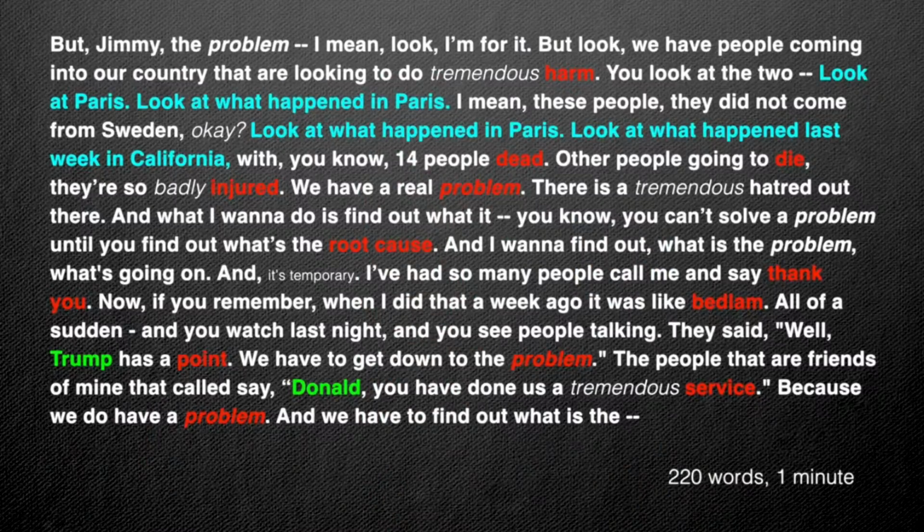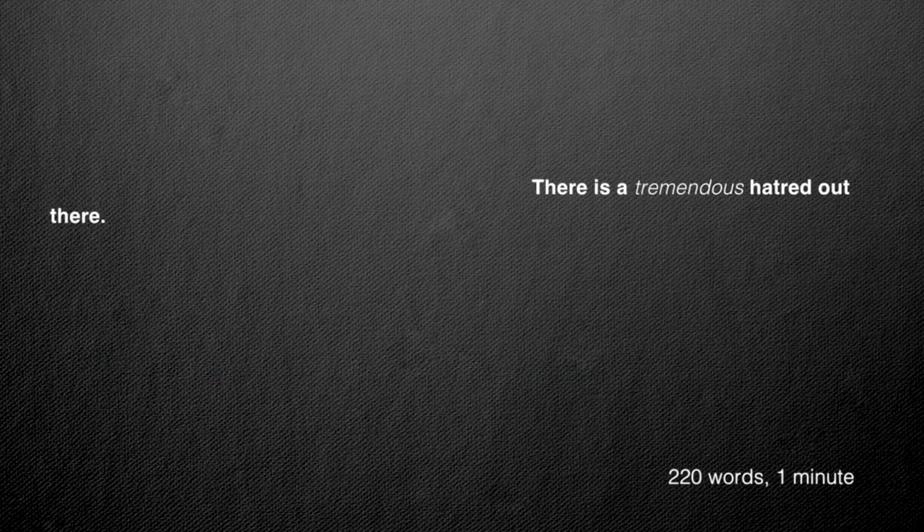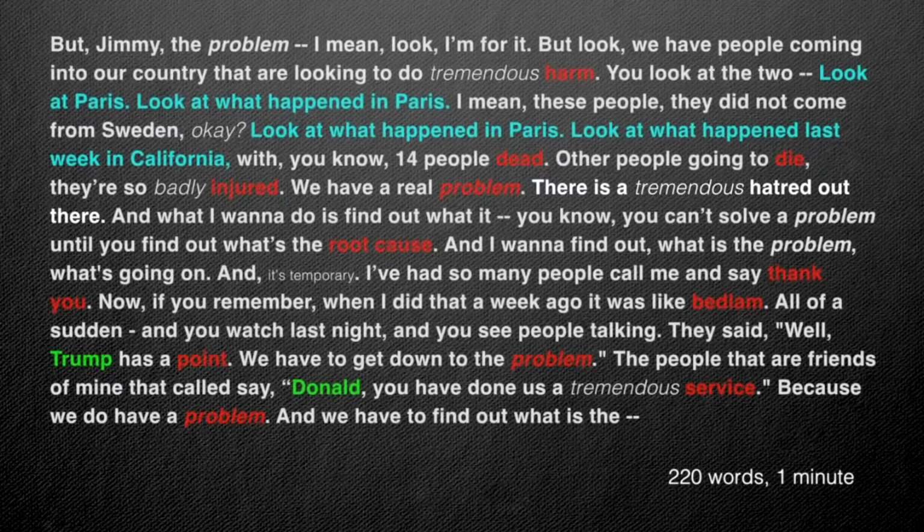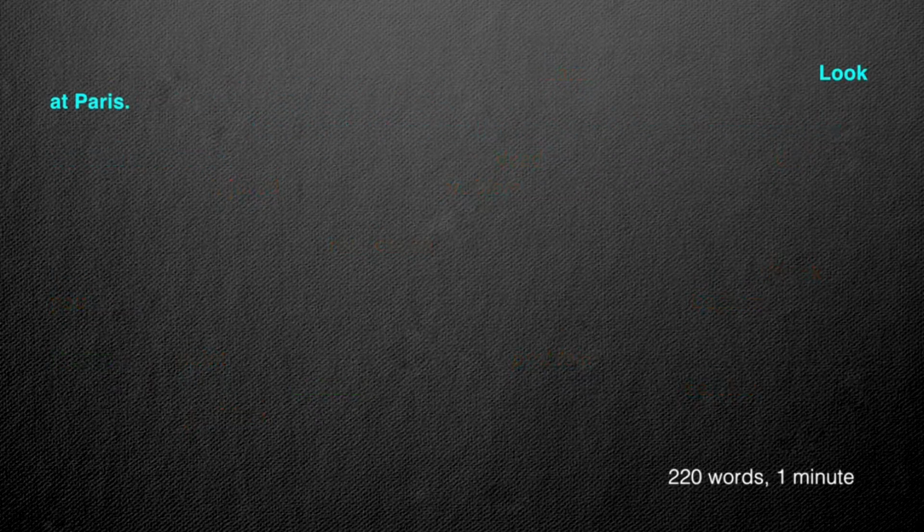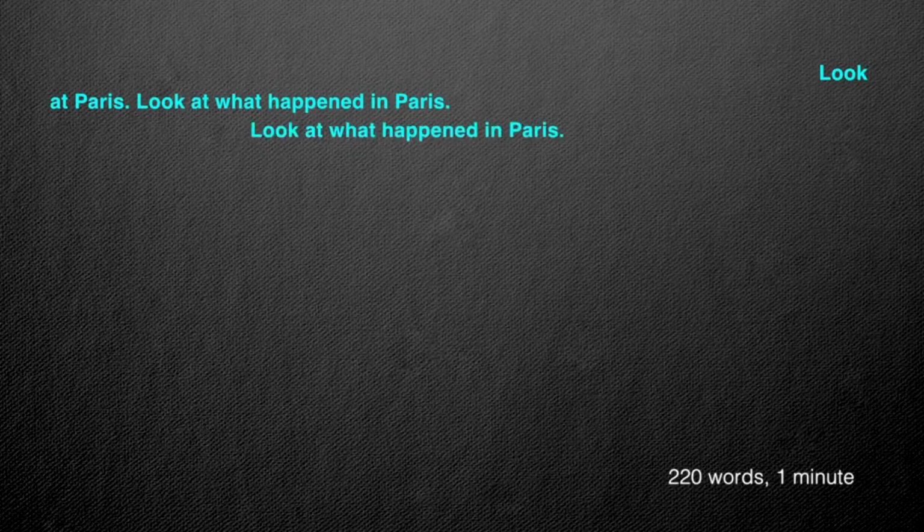Now, this isn't only down to word or syllable choice. It's about sentence construction, too. Trump favors simple sentences like, we have a real problem. There's a tremendous hatred out there. Rarely does he use complex sentences or independent clauses. He also favors the second person a lot of the time, addressing listeners directly with commands. Look at Paris. Look at what happened in Paris.